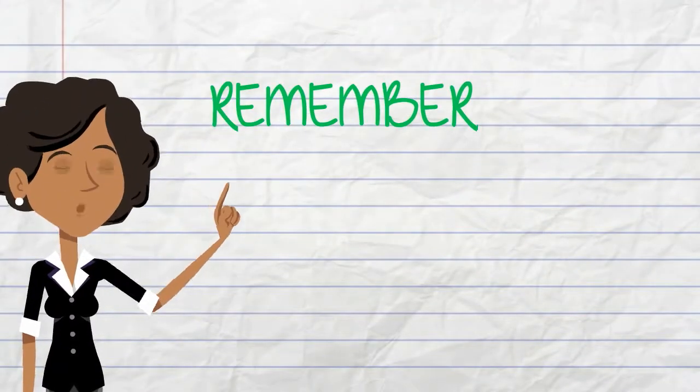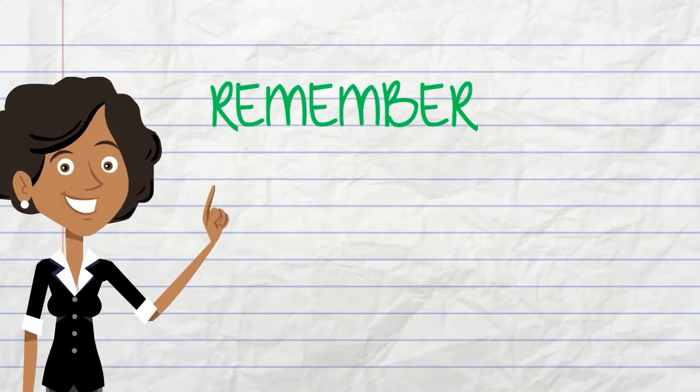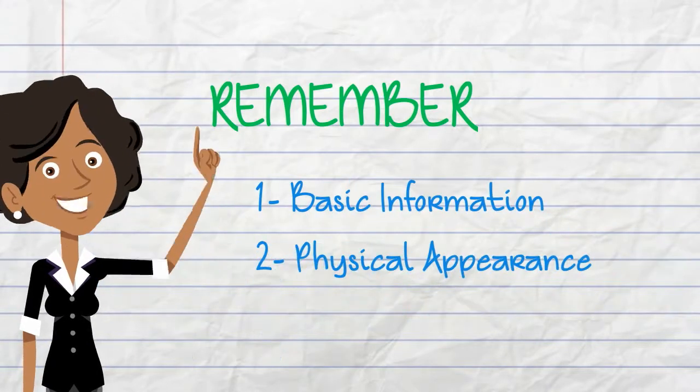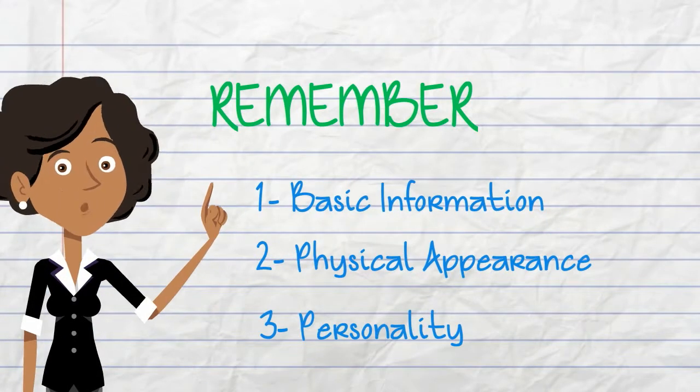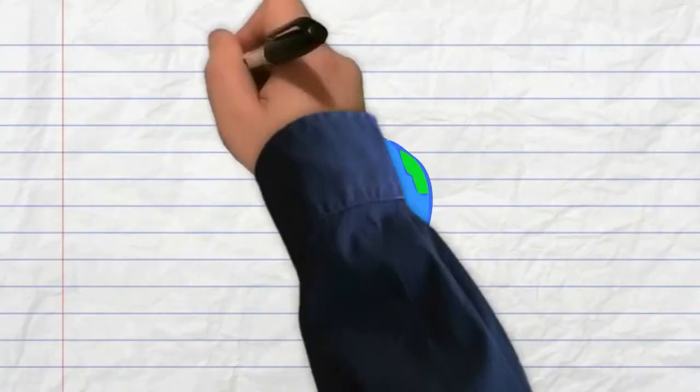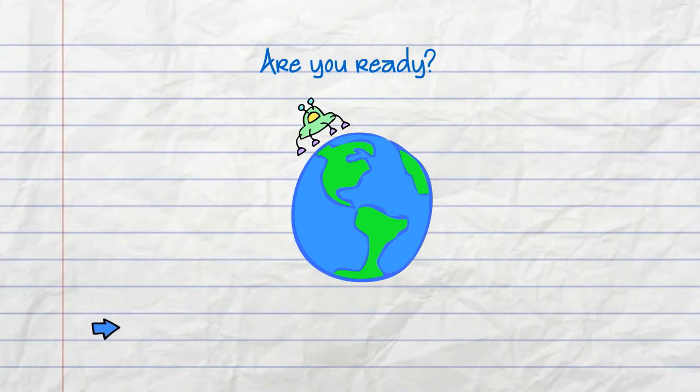Remember, when you want to describe a person, you should talk about these three things. The first thing is the basic information. The second thing is physical appearance. The third thing is personality. Are you ready? Let's go to the next video and practice with some questions.